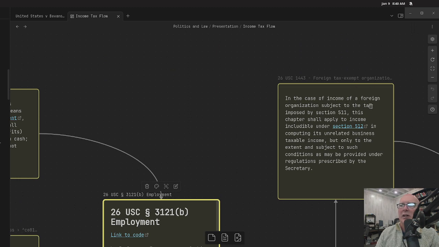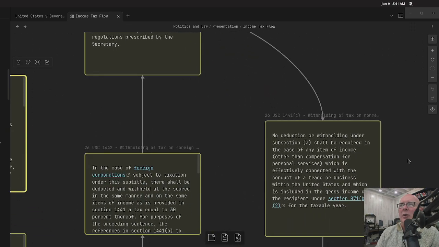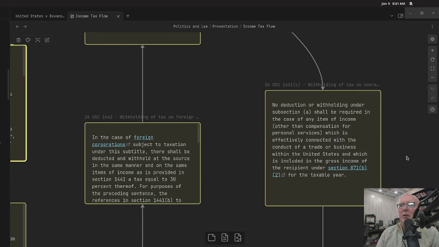In the case of income of a foreign organization subject to the tax imposed by Section 511, this chapter shall apply in computing its unrelated business taxable income, but only to the extent and subject to such conditions as provided under regulations prescribed by the Secretary. So again, this is tax-exempt organizations. It is also subject to the tax imposed. This is not really related to us anyway, but it's another example of the source having to come from within the United States.